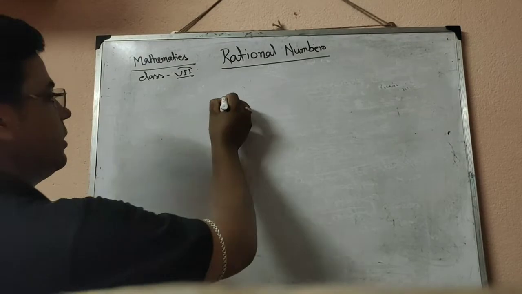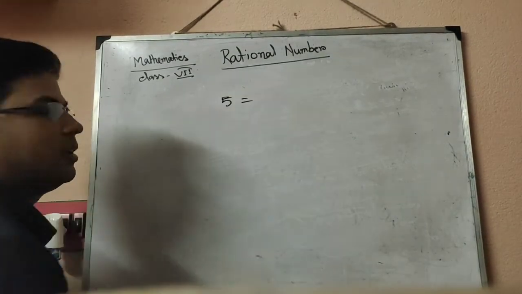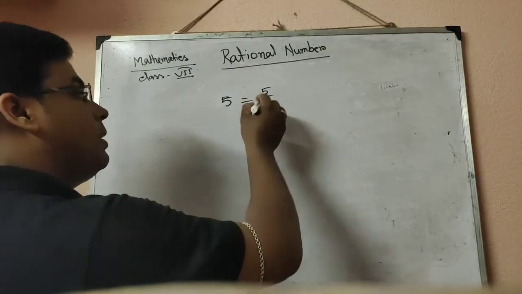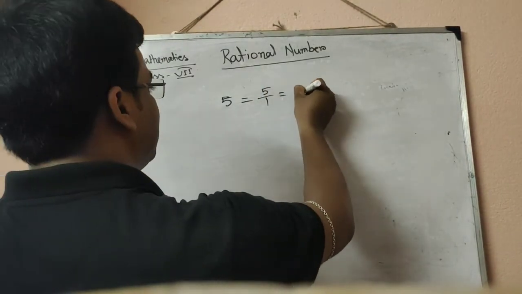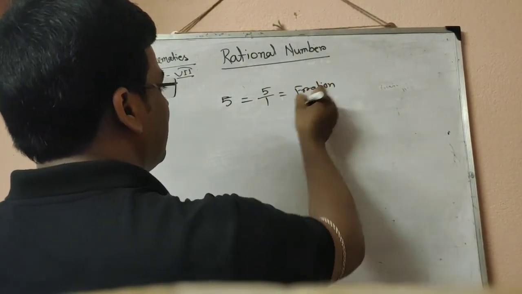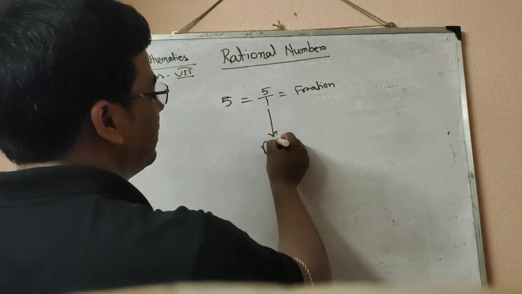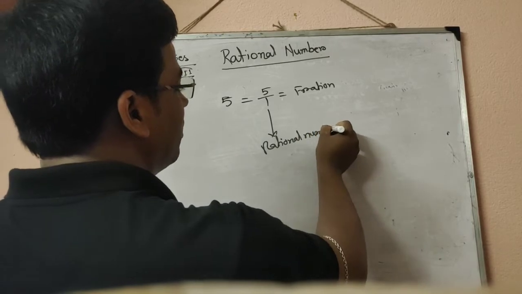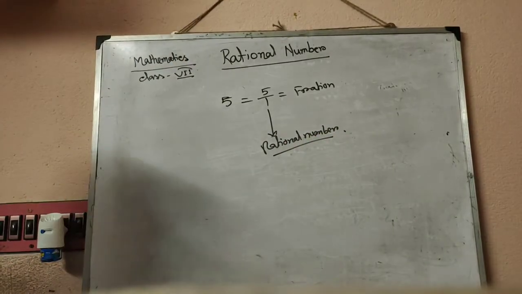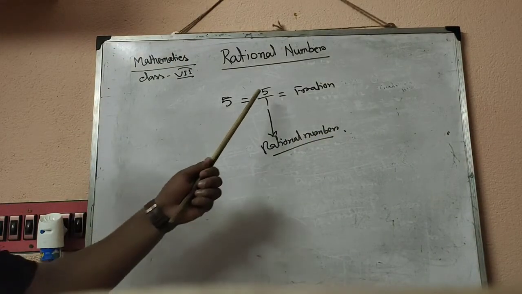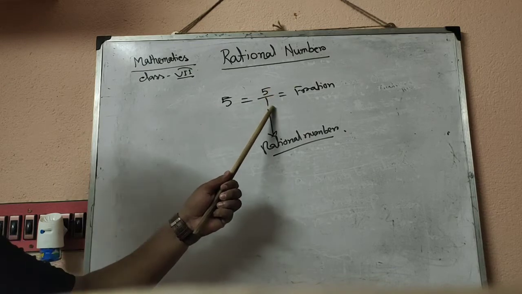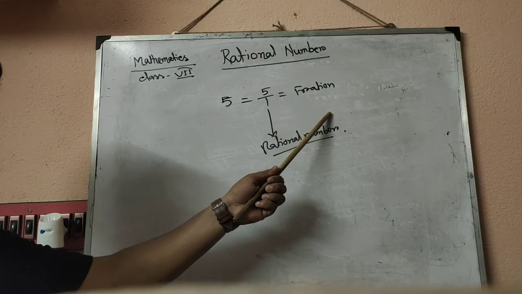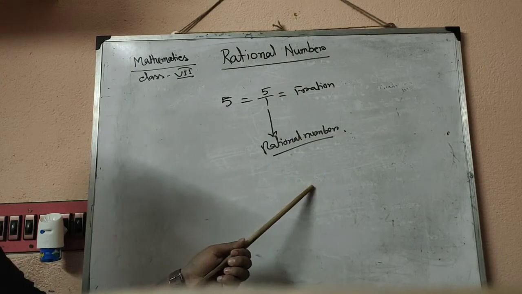Suppose 5. We can write 5 equal to 5 by 1. So 5 by 1 is a fraction. It is also a rational number. Why? Because 5 and 1 are natural numbers as well as integers.